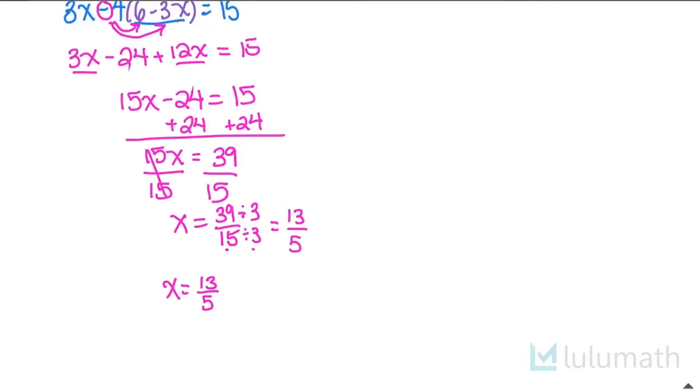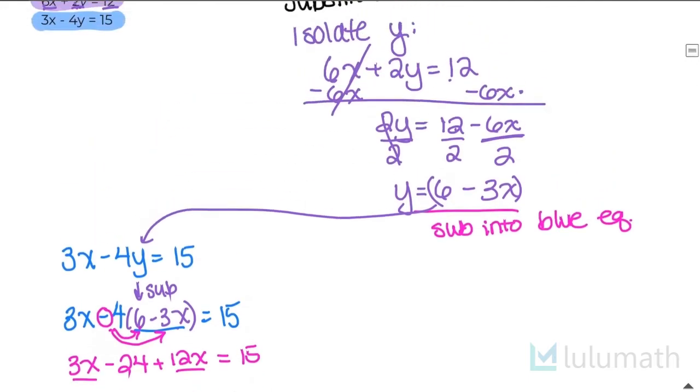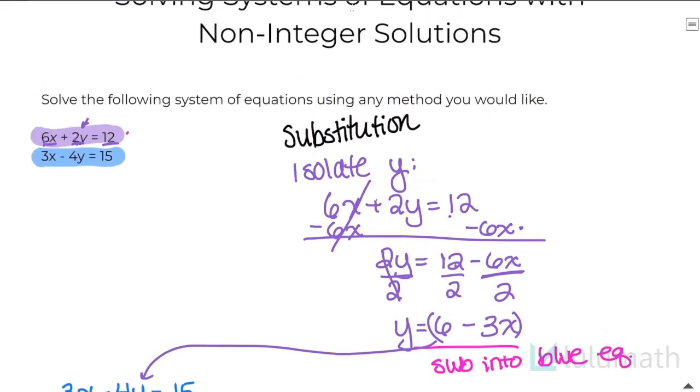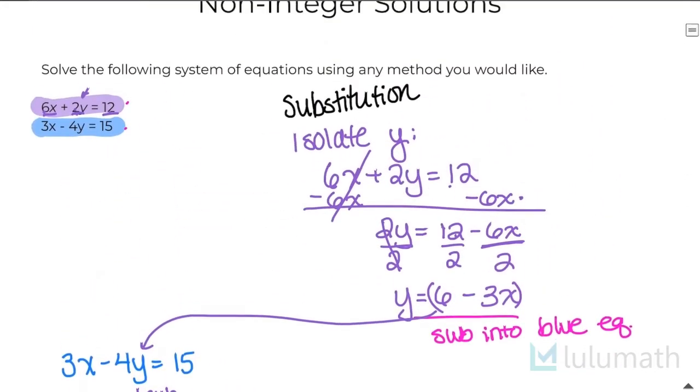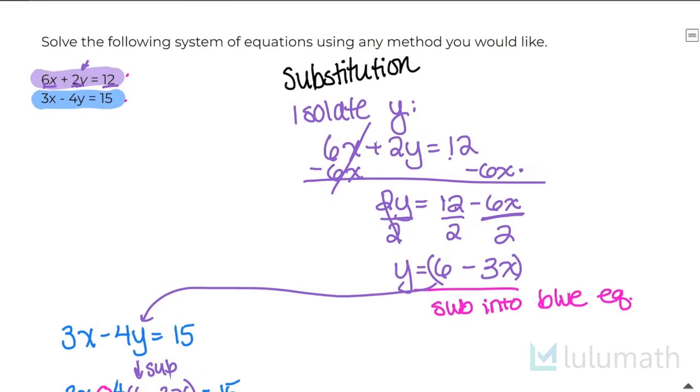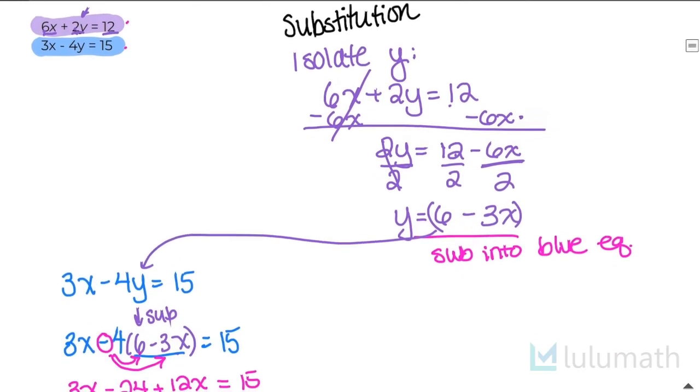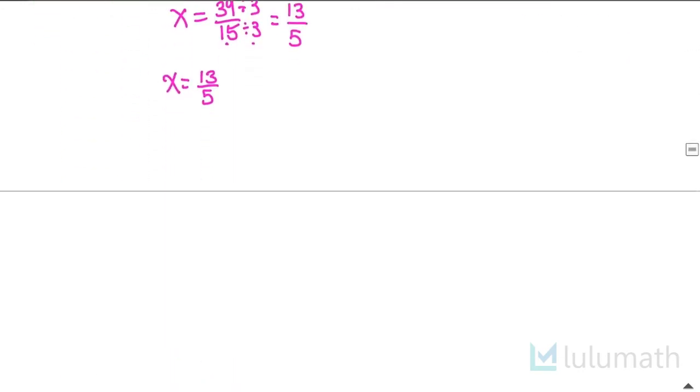Well, now that I know what x is, I can take either equation that's given to me up here, either the purple equation or the blue equation, and I can substitute this in order to solve for my missing value, which is y. So I'm going to take my purple equation, which is 6x plus 2y equals 12. It really doesn't matter, whichever one you prefer. And I'm going to substitute this 13 over 5 in for x right here.